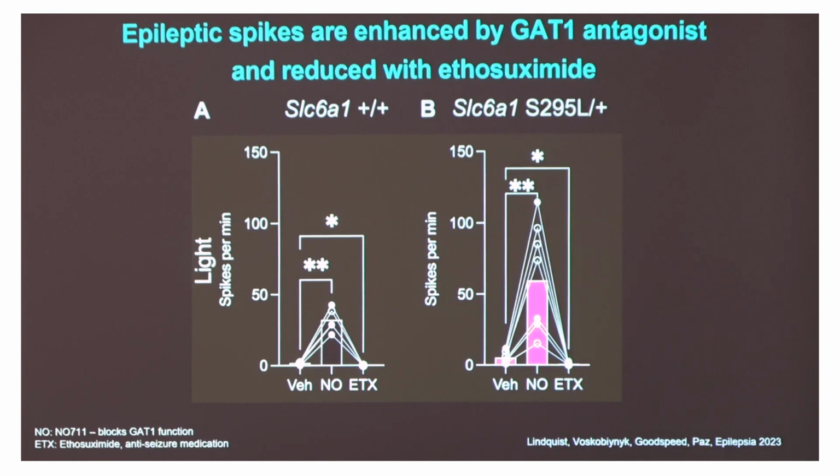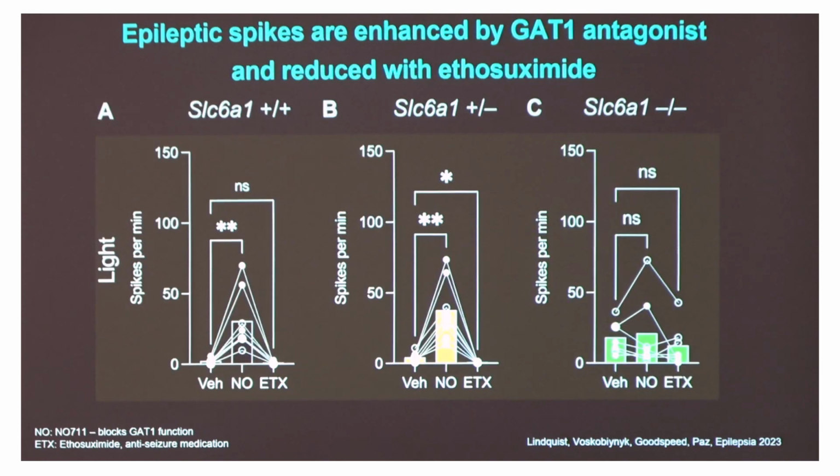But when we treat the animal with ethosuximide, an anti-seizure medication that is usually used for absence seizures in clinic, it was able to completely abolish all of these seizure activities. Interestingly, when we look at the S295 animal model, we see that at the beginning, they already have the baseline activity, but when we treat them with the NO711, when we block the leftover GAT1 from the normal allele, we can further increase the seizure activity, meaning that leftover GAT1 is responsive to this exacerbating drug. However, when treated with ethosuximide, again, it was fully abolished.